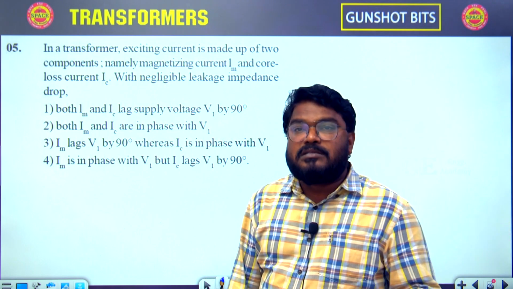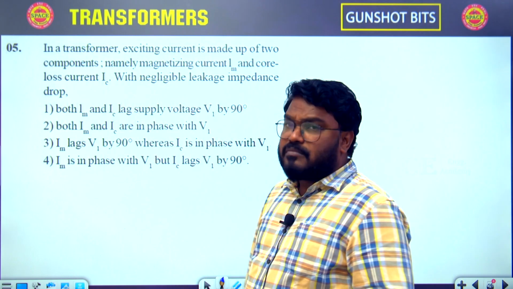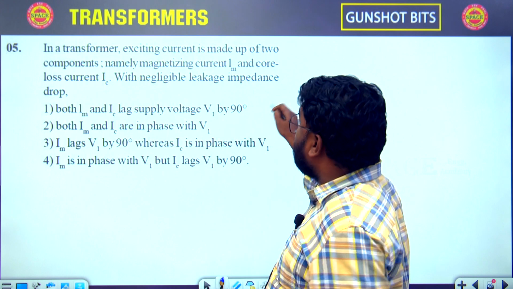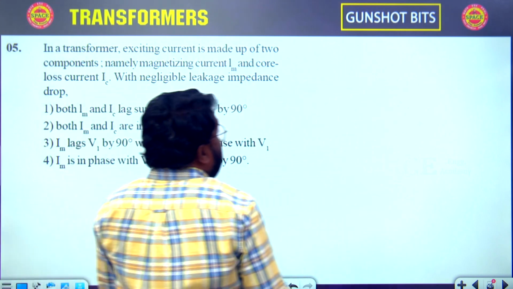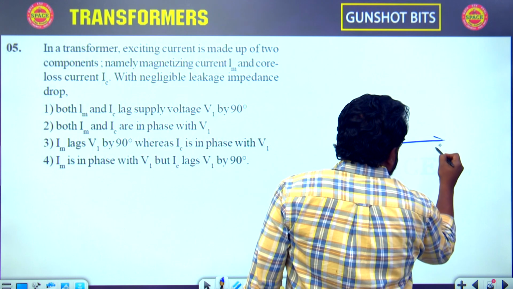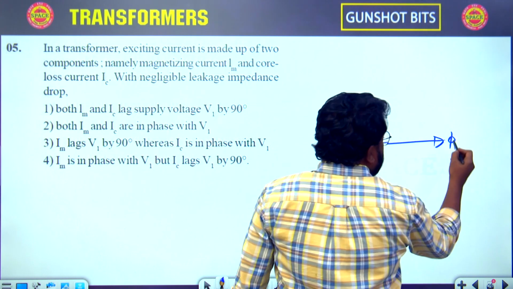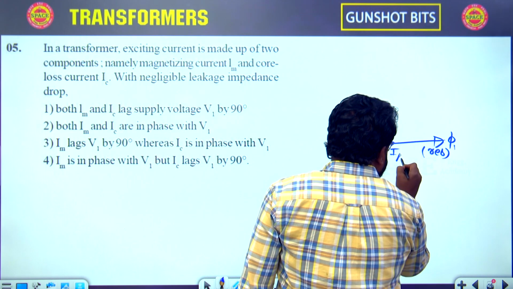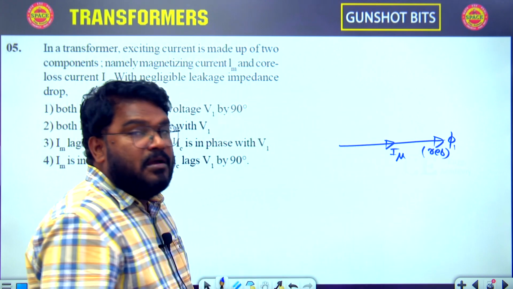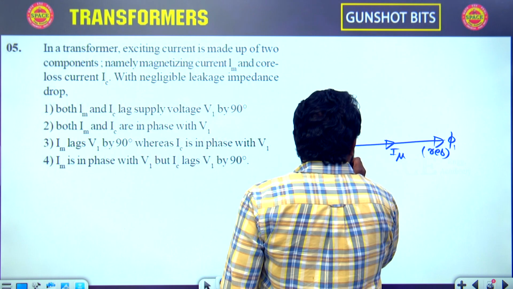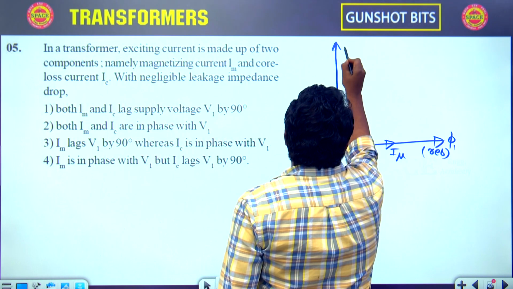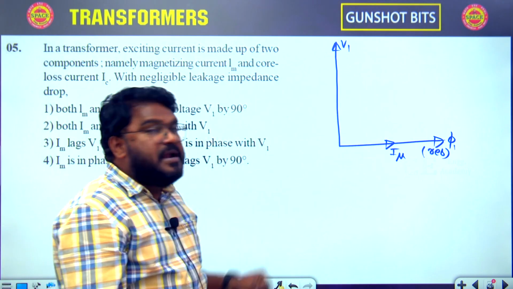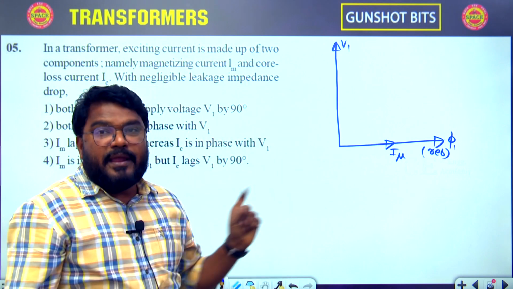This question can be answered by using the vector diagram of a single phase transformer under no load condition. So now let us draw the vector diagram. Let us assume the main field, the mutual flux, is taken as the reference. The magnetizing current is always in phase with the flux. The transformer is of pure inductive nature, so the applied voltage V1 leads the magnetizing current by 90 degrees, or the magnetizing current in a transformer lags the applied voltage by 90 degrees.